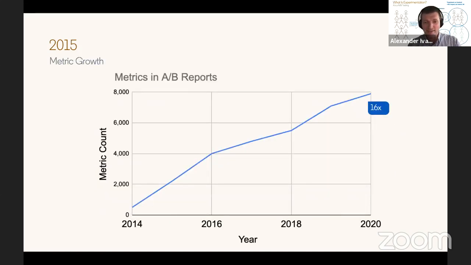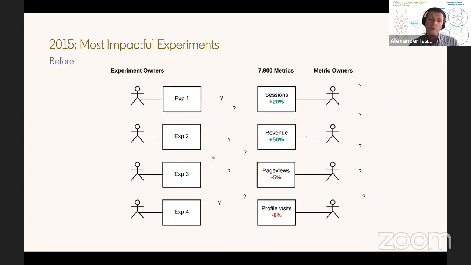And this is what the growth of the number of metrics available for computation in the experimentation system looks like. It's 16x more than what we had in 2014. And you could imagine it's just a full ocean of data. So we've had to deal with that problem as well with the metric growth.